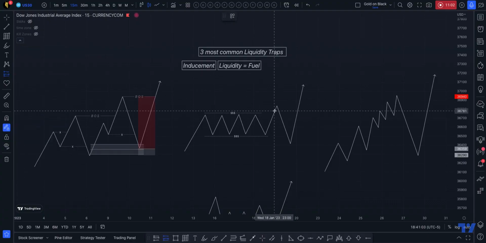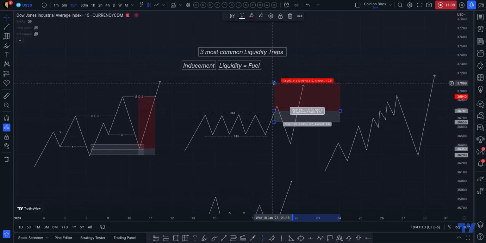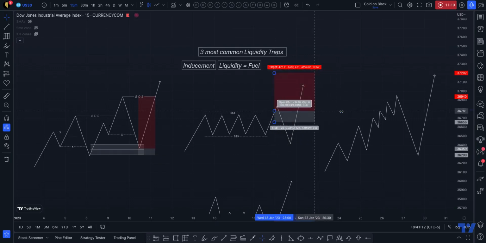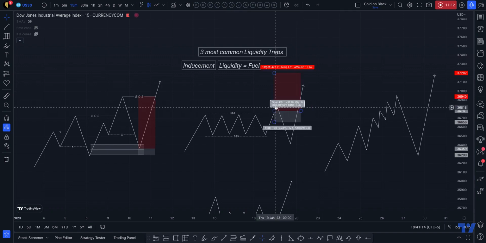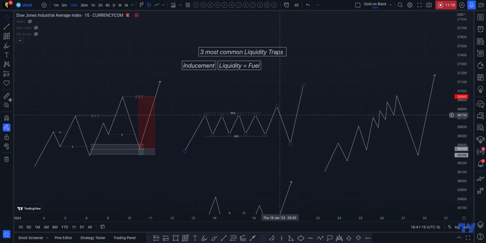The market is even inducing buyers. After the buyers see the break of this structure right here, they will be like, oh yeah, this is the break of that consolidation. Let's go buy. Boom, they go buying in there. Guess what? The market is not ready to go up. So boom, they get stopped out. More liquidity is taken there.